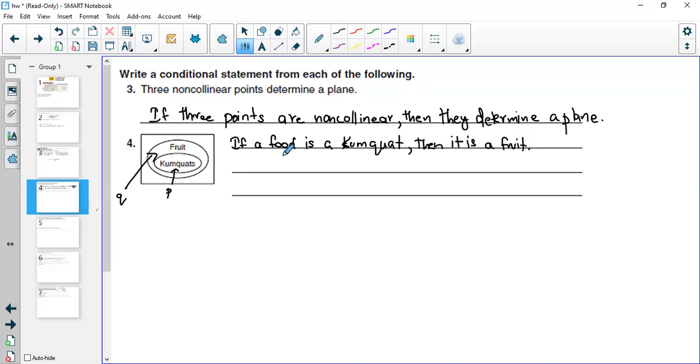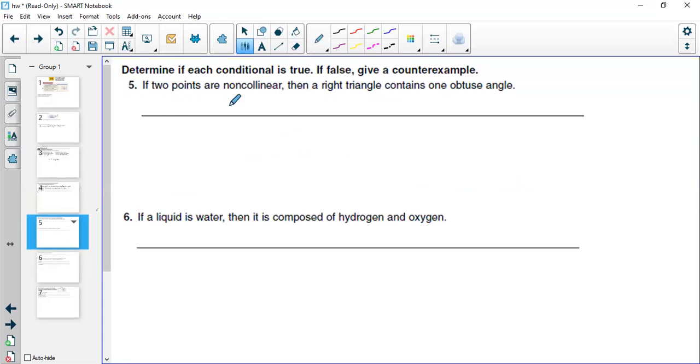You cannot simply say, now we know that the figure talks about fruit, so I cannot say if a fruit is a kumquat, then it's a fruit. That won't make any sense. So we need to replace the word fruit with a food. So if a food is a kumquat, then it is a fruit. Right, so let's move on to the next one.